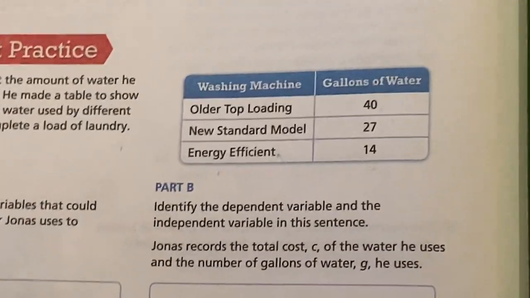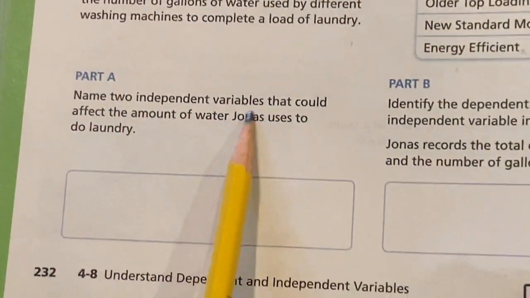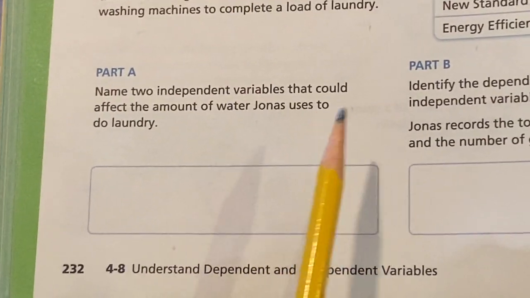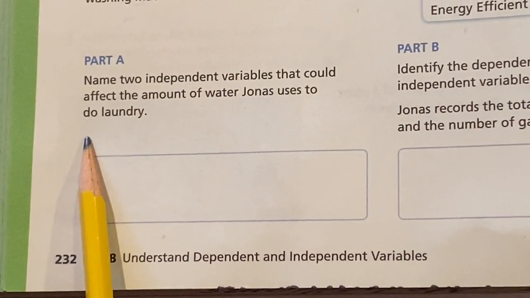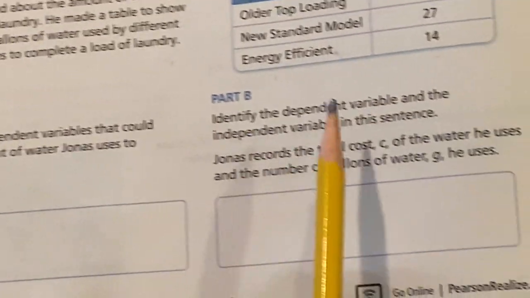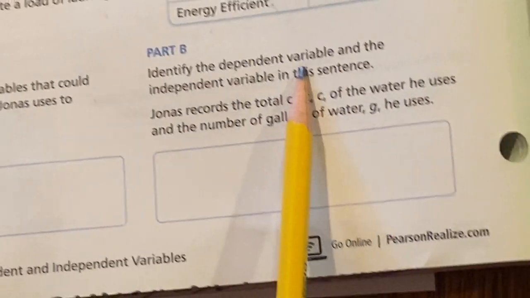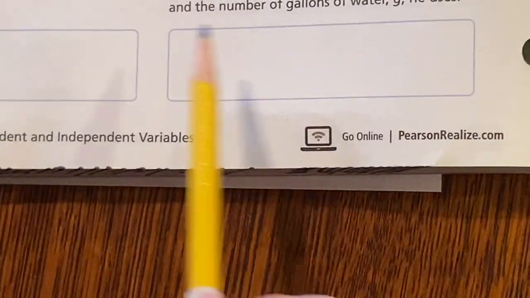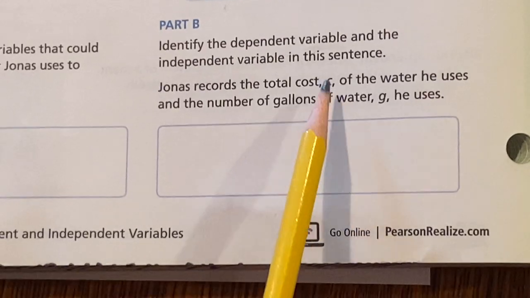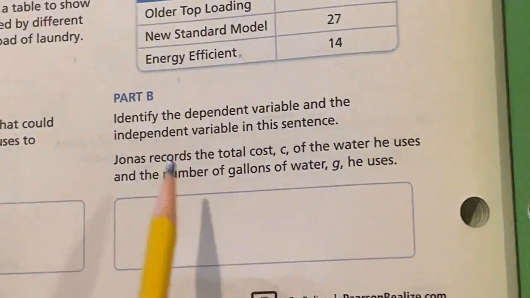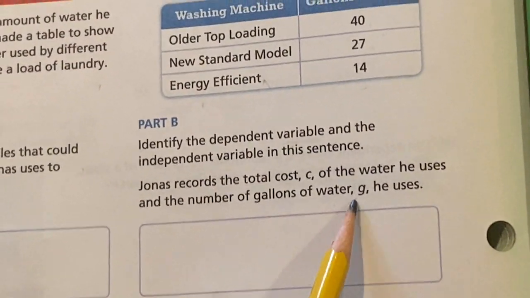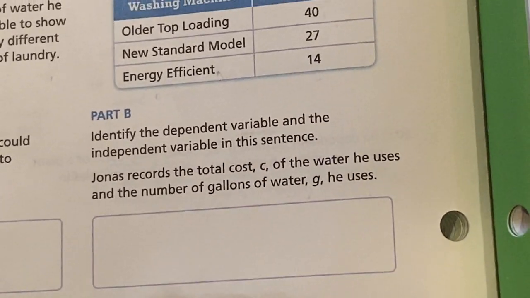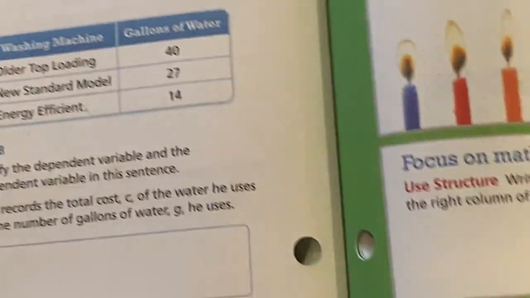Okay, now, part A. Name 2 independent variables that could affect the amount of water Jonas uses to do laundry. And then part B. Identify the dependent variable and the independent variable in this sentence here. Jonas records the total cost, C, of the water he uses and the number of gallons of water, G, he uses. Okay, so the cost and the number of gallons. Which is dependent, which is independent.